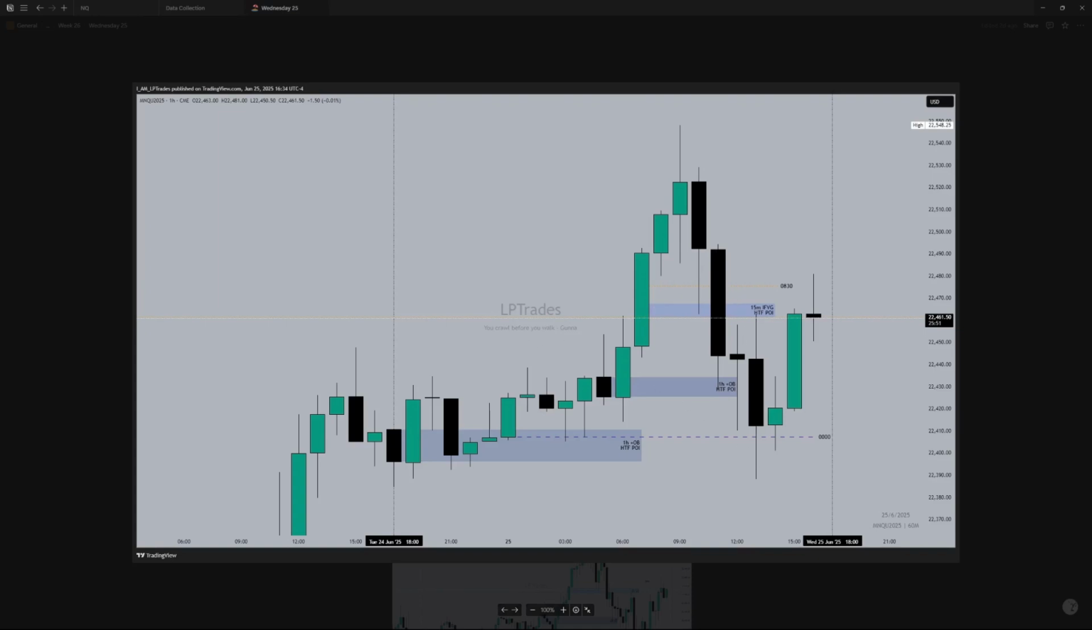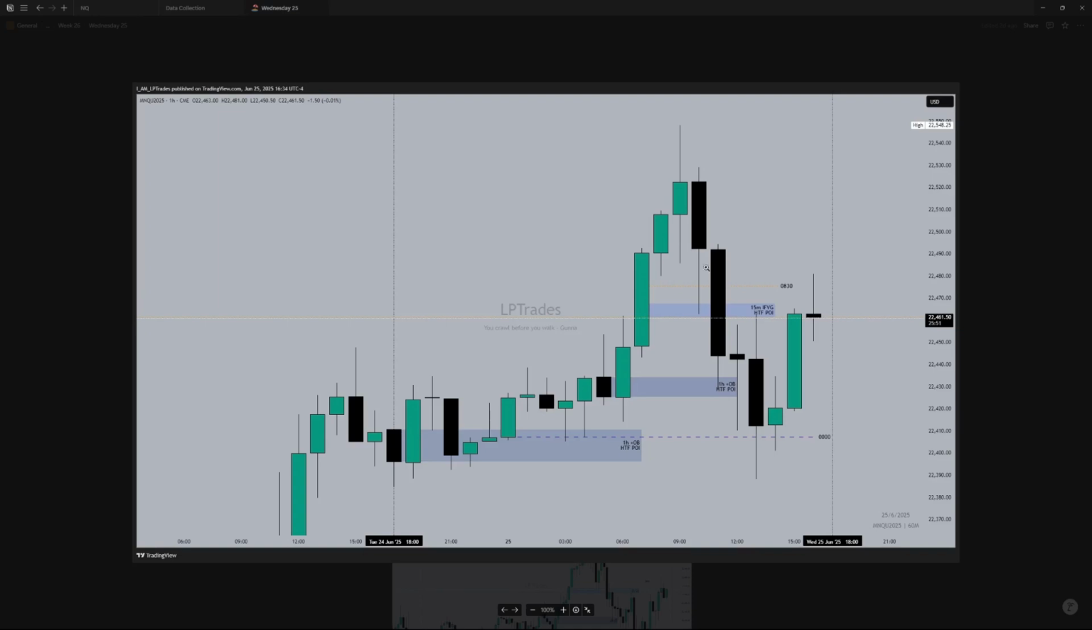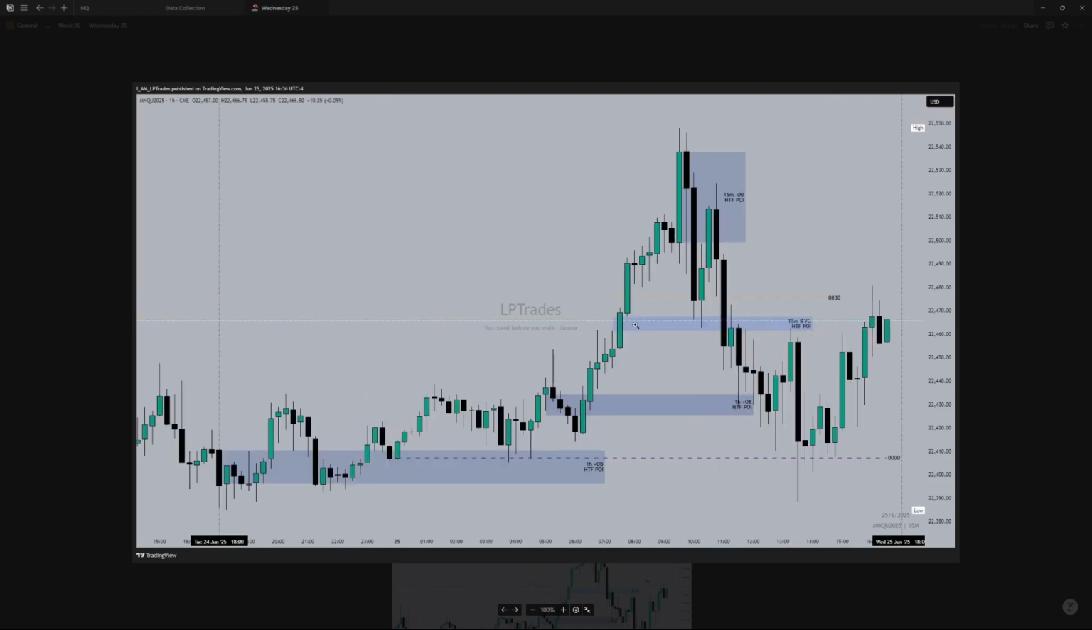But yeah, that's what I just wanted to include about that day. Now, obviously we close higher, and there's a 15-minute inverse fair value gap here, which can act as a point of interest to go short. It can also be a potential point of interest to go long.